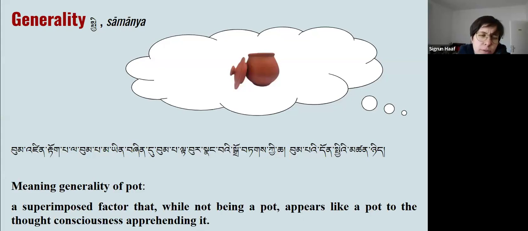What does a superimposed factor mean? It means that it doesn't really belong to the thing itself. It is the thought consciousness which fabricates, in one sense, that meaning generality. Superimposed means we exaggerate, in one sense. Our thought consciousness exaggerates: when we think about a cup or a pot, we add something to the cup and to the pot. But the cup and the pot can survive without that superimposed factor.